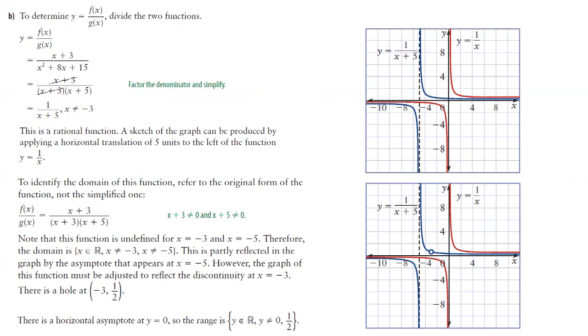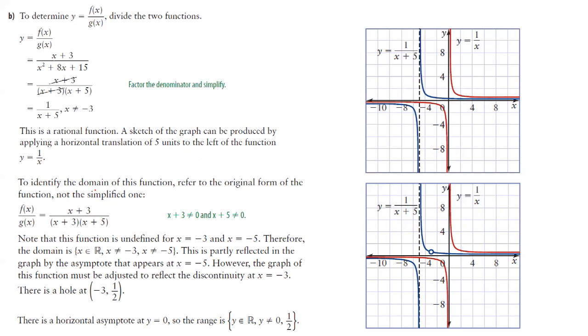So apparently this is a rational function, right? Which is a reciprocal of a linear function. Again, we have already studied the property of such functions. So we can sketch the graph by applying a horizontal translation of 5 units to the left of the function y equals 1 over x, right?